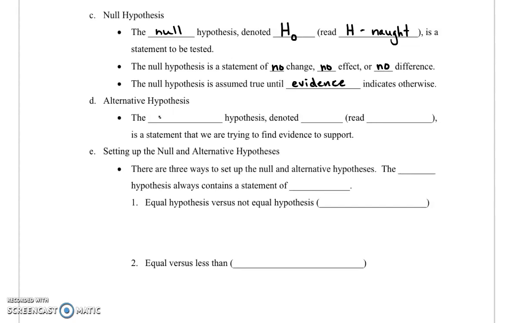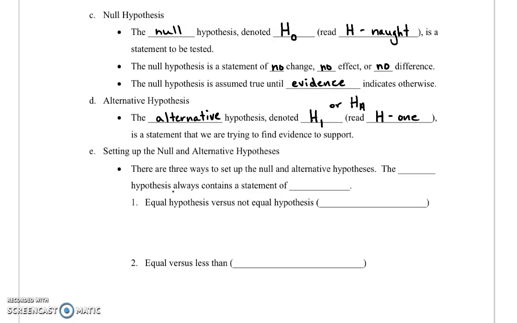The alternative hypothesis is denoted H sub 1, which we read H1. Sometimes also you might see it denoted H sub A. The A is for alternative. And that's the statement we're trying to find evidence to support.